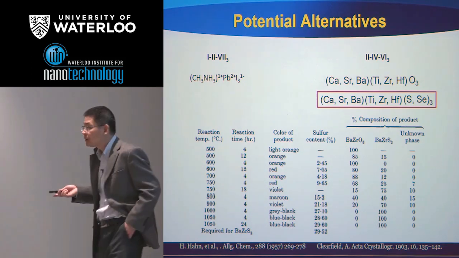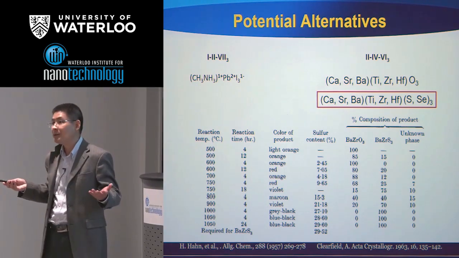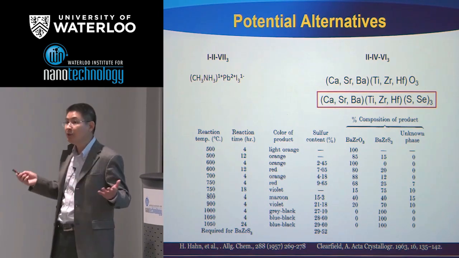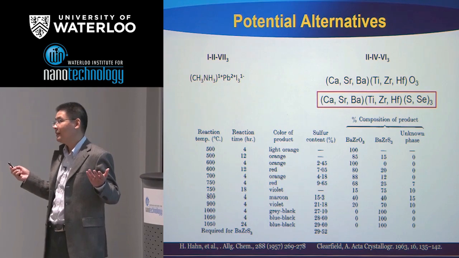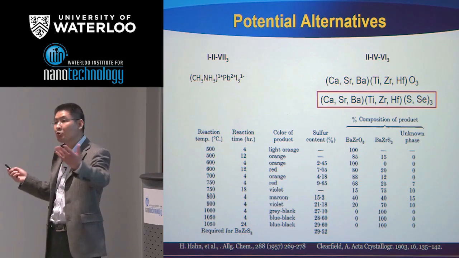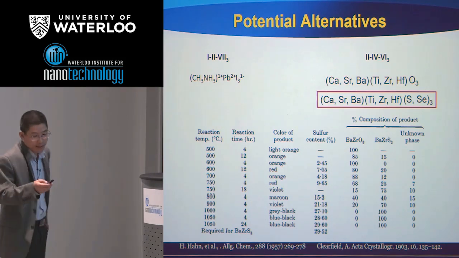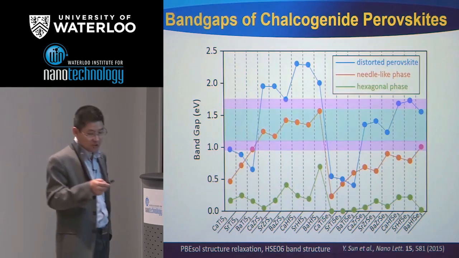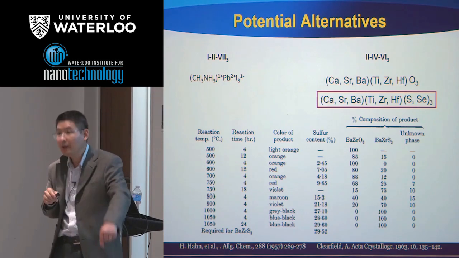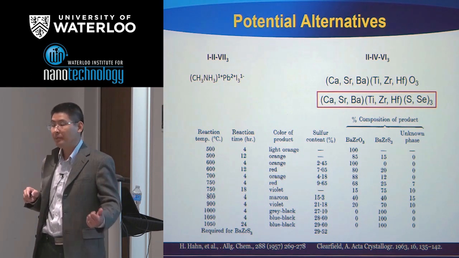For a physicist, the perovskites we are very familiar with are those oxides. However, oxides are not known for photovoltaics. Why? Because the band gap is too high. It's an insulator, right? So now, what if we replace the oxygen by elements further down the periodic table, sulfur and selenium?